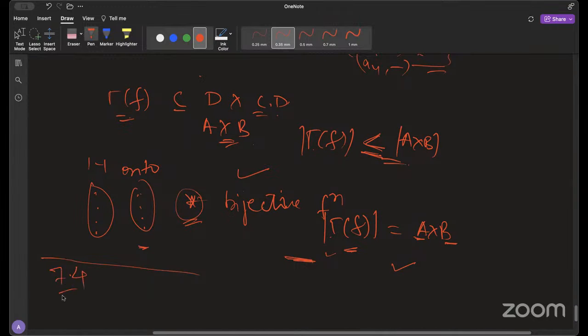Any other doubts from 7.3? Otherwise, we'll move on to 7.4 then. 7.4, ninth one.